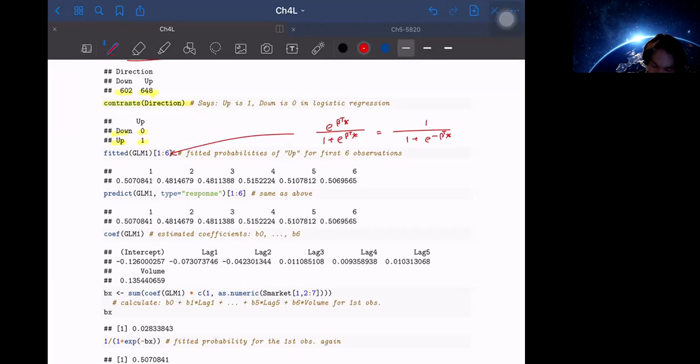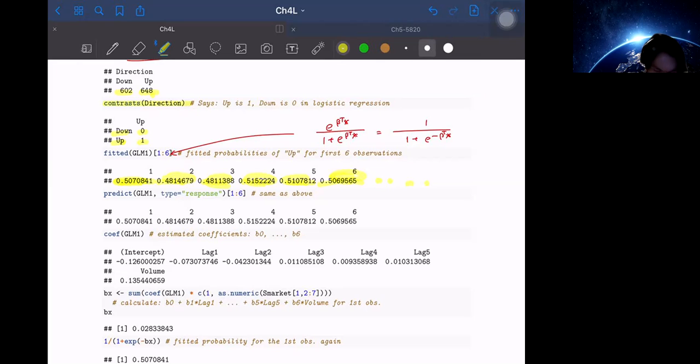So we can calculate this fitted value for each observation. So this is the first observation to the 6th observation. The first one explains the probability that the stock market is up on January 2nd in 2001. This is January 3rd, January 4th, January 5th, 6th, and January 9th, and so on. So this is basically 5 years of data.